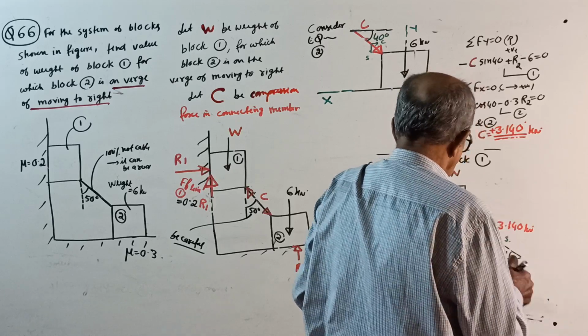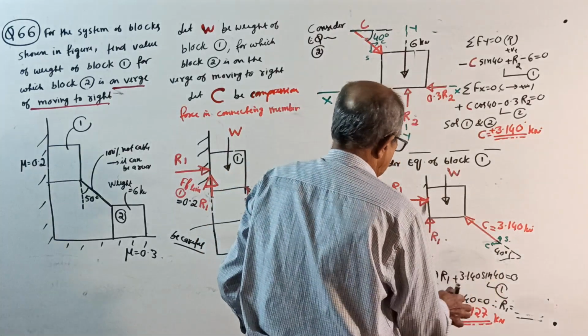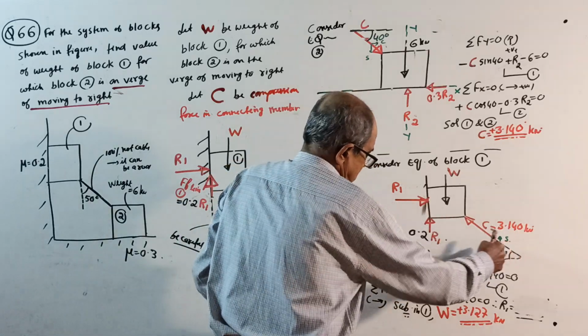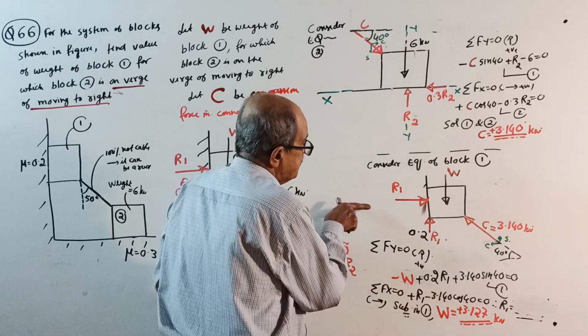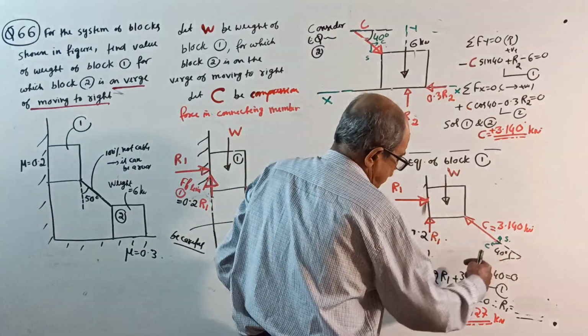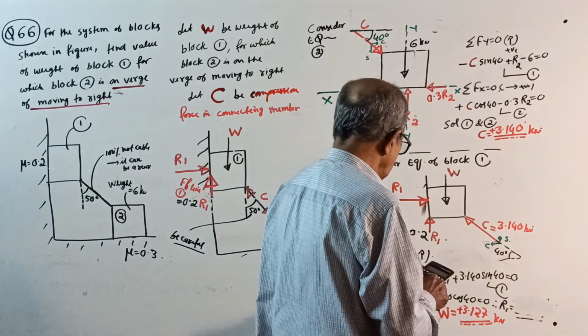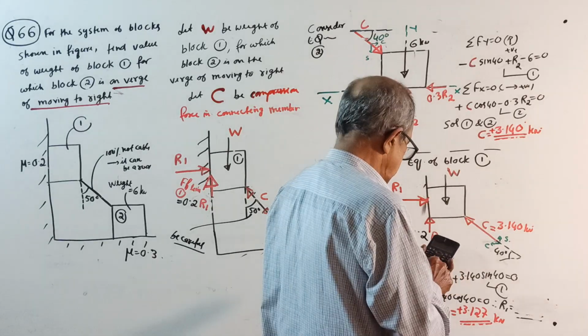No, you get equation number 1. Okay, you want to solve equation number 1. Then sigma Fx = 0: minus R1, see, sigma Fx = 0 plus R1 minus 3.140 cos 40 = 0. Your R1 will come. It is correct actually. Okay, no problem. Your R1 will come.